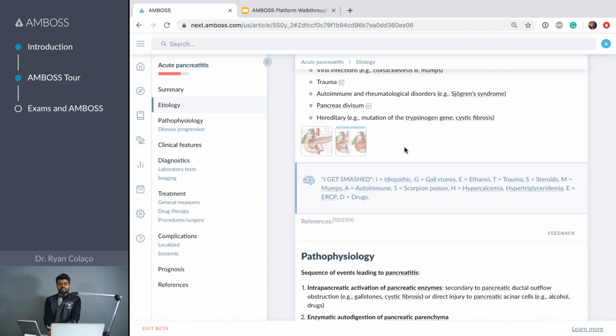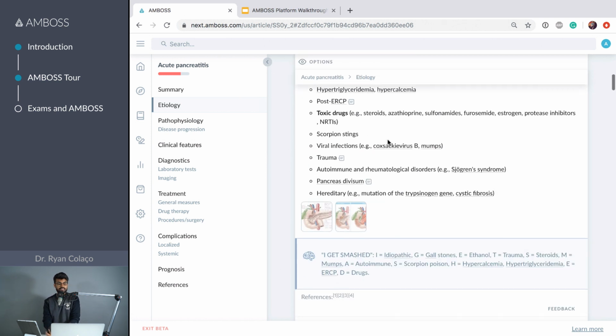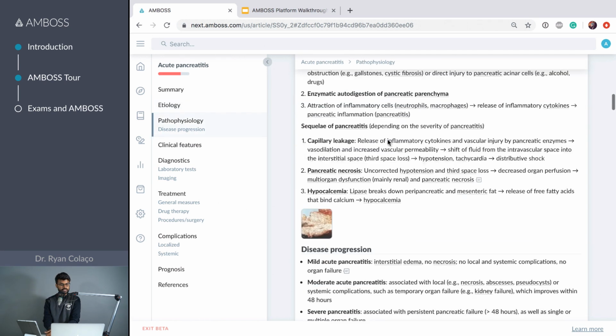So AMBOSS is created by 80 physicians from all over the world. We use all the knowledge and our experience from our time as medical students to try and make your life easy, right? And the best people to learn it from are the people who've gone through the same grind that you are going through. So we use our own little mnemonics to help you remember this easily, to score higher in your exams.